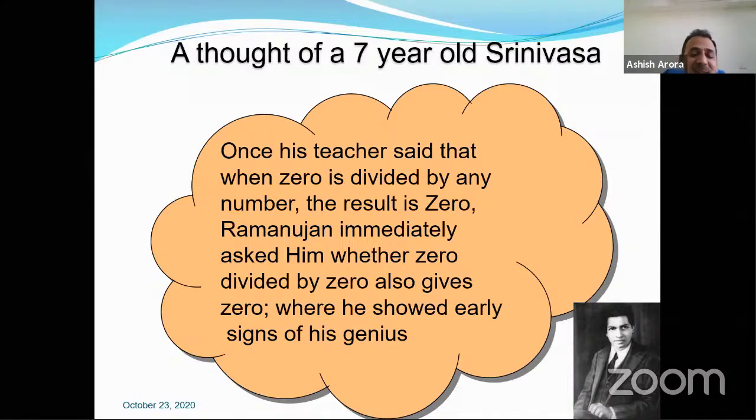And today we know that 0 divided by 0 is neither 0 nor infinity. This is indeterminate. Its value is unknown. So this was the thought of a 7-year-old Srinivasa.